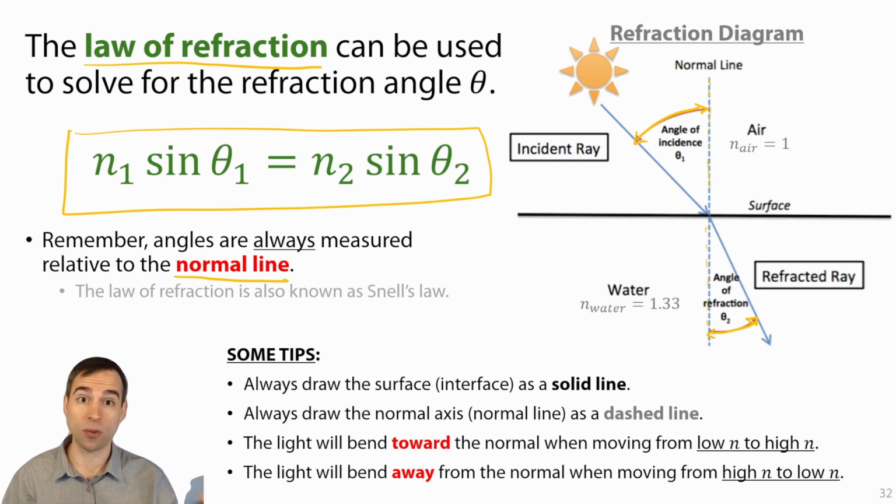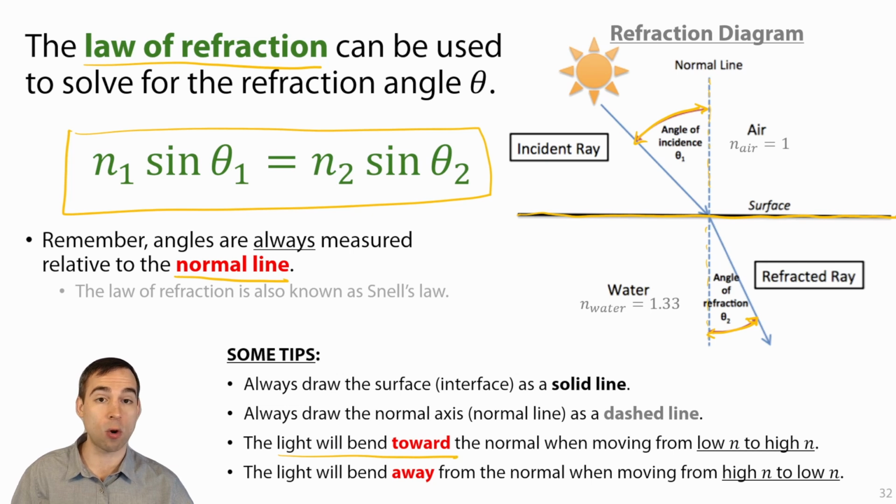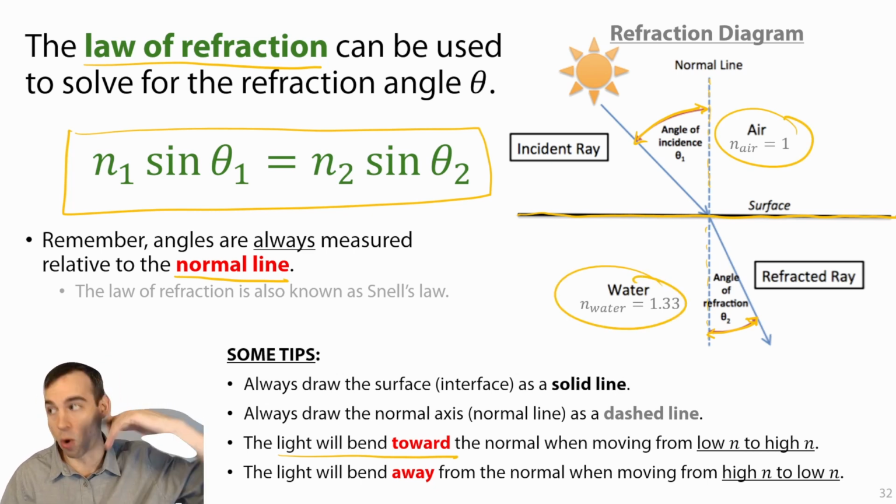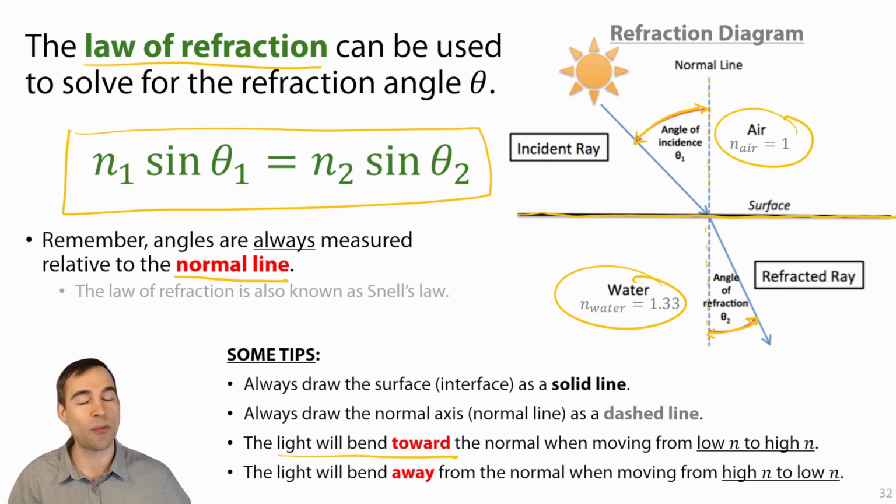You want to draw the surface or interface between the two materials, the boundary, as a solid line. And that will help you keep track of where you're measuring angles with respect to. We'll find that the pattern, when you calculate this out enough times, you'll get the intuition. The pattern is that light will bend toward the normal when we move from a low-n material to a high-n material. Like if we're going from air to water, the light ray will bend toward the normal. It will try to hug that normal axis closer, and the refracted angle will be smaller than the incident angle.